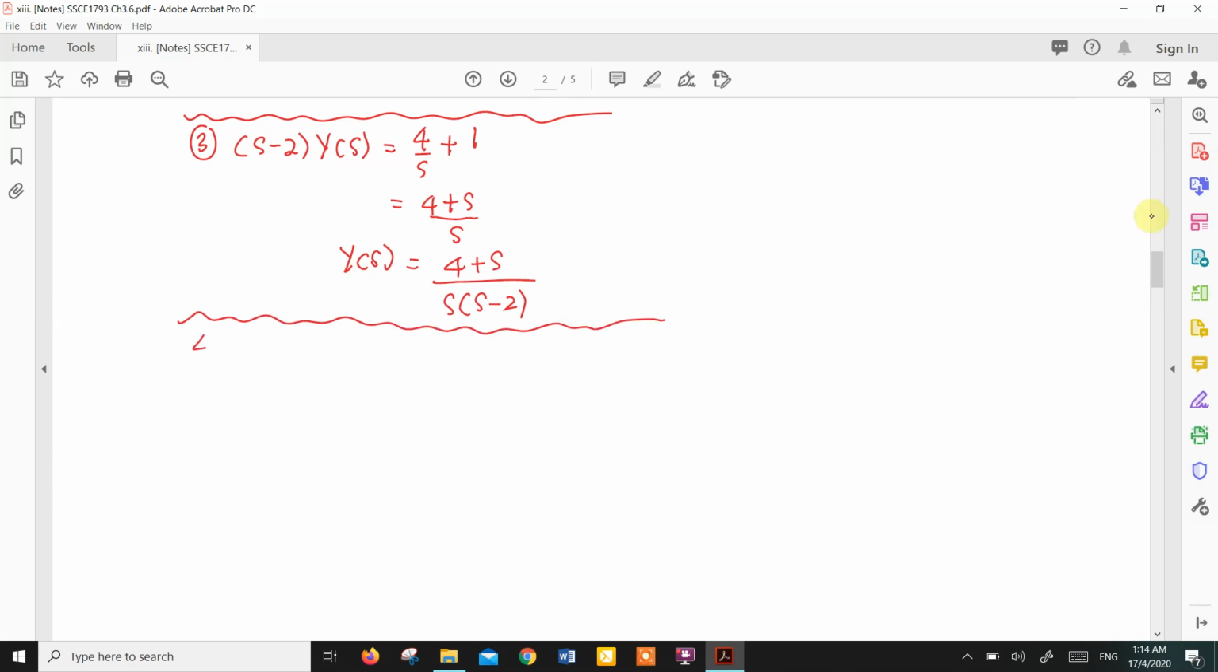The last step is to find your y(t). So y(t) is equal to the inverse Laplace of Y(s).